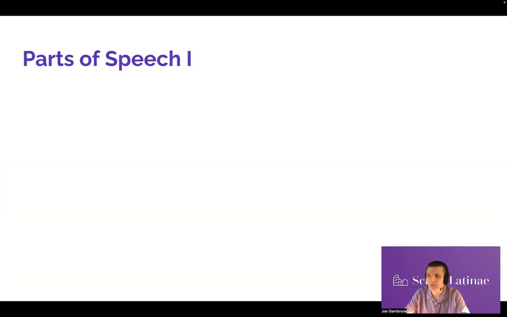So let's jump right in. We're going to talk about parts of speech first, and a word's part of speech is kind of the function that it has in a sentence. But it's helpful, especially with a highly inflected language like Latin, to know what each word is actually doing in that sentence. And so to start us off, we have nouns.